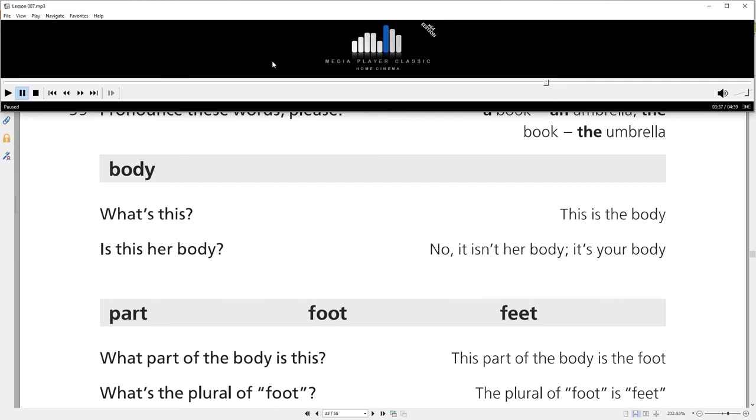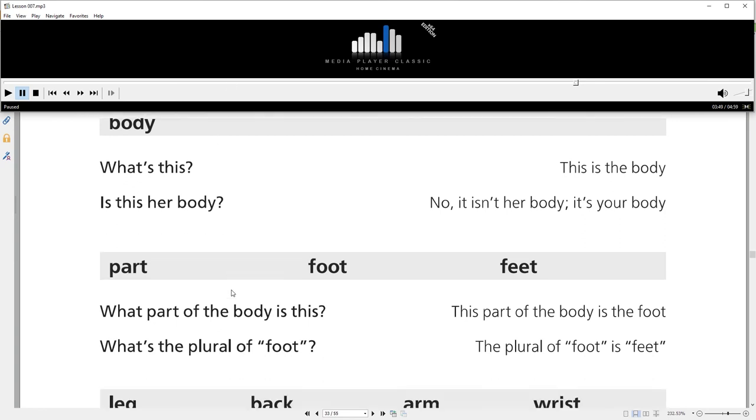Body. What's this? This is the body. Is this her body? No, it isn't her body. It's your body.